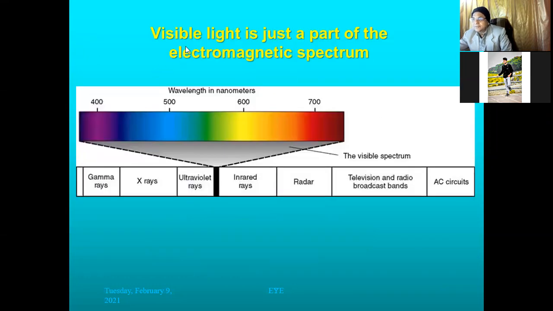This is the visible light. It's just a part of the electromagnetic spectrum. The electromagnetic spectrum means you see the wavelength in terms of nanometer. In the electromagnetic spectrum, there are gamma, X-ray, ultraviolet, then visible. A small range is visible. Then infrared, then radar, television, and then others.